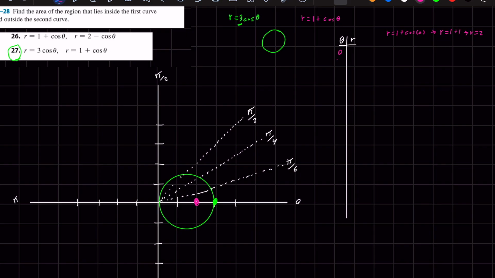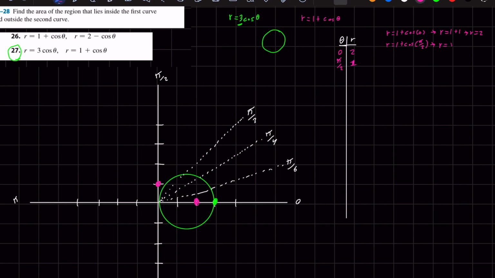Now, I want to know what happens at pi over 2, just to get a rough graph. So r equals 1 plus cosine of pi over 2. Cosine of pi over 2 is 0, so we get r equals 1. We don't know what happens in between yet, but once we sweep over to pi over 2, we're going to land at 1. When you're facing pi over 2, you're going to go up 1 unit towards that angle. So we're going to make a point right here.